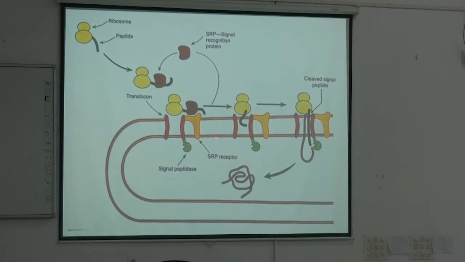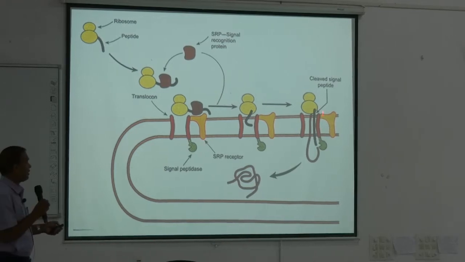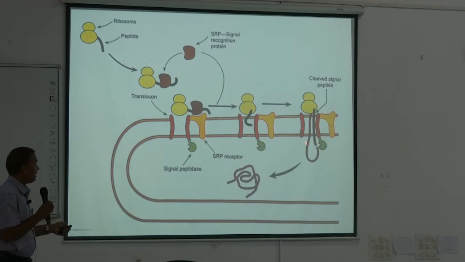So now, with that SRP receptor complex, what will happen? The signal peptide will enter the transport channel. This is your transport channel. Then after it enters the transport channel, one enzyme, the signal peptidase enzyme, will degrade or cleave the signal peptide from the protein.